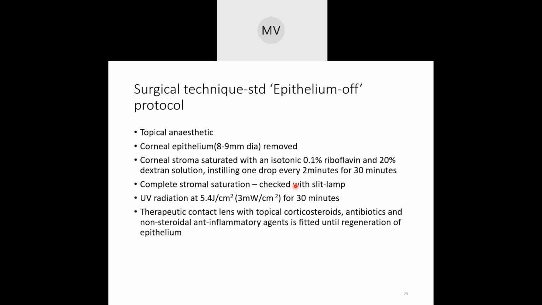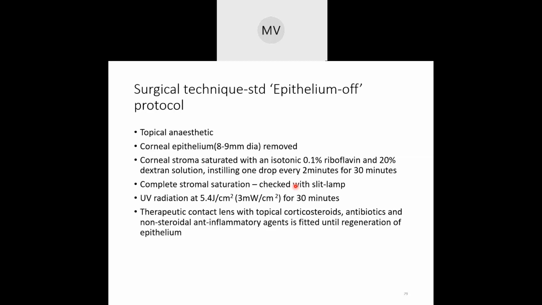Surgical technique, standard epithelium-off protocol: topical anesthesia is instilled, and 8 to 9 millimeters of corneal epithelium is removed. The corneal stroma is saturated with isotonic 1% riboflavin and 20% dextran solution, instilling 1 drop every 2 minutes for 30 minutes. Once complete stromal saturation is achieved, checked with slit lamp, UV radiation at 5.4 joules per centimeter square, or 3 milliwatt per centimeter square, for 30 minutes is applied.